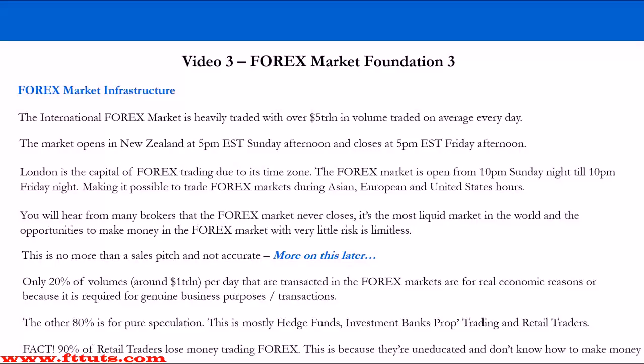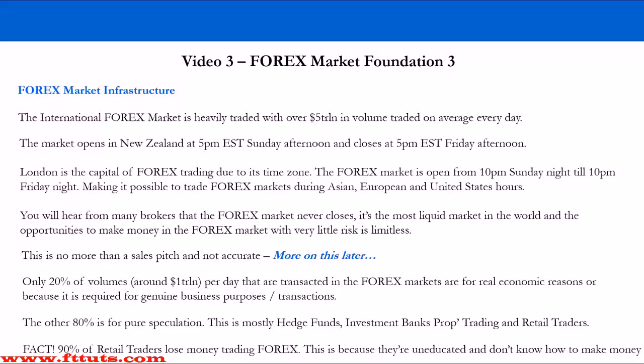The international Forex market is a very heavily traded market. In terms of dollar value per day, we're looking at an average of about $5 trillion of transactions made in the Forex markets per day, which is obviously a hell of a lot. The market opens in New Zealand at 5 p.m. EST, so Eastern Standard Time in the United States, on Sunday afternoon, and closes at 5 p.m. EST on Friday afternoon.